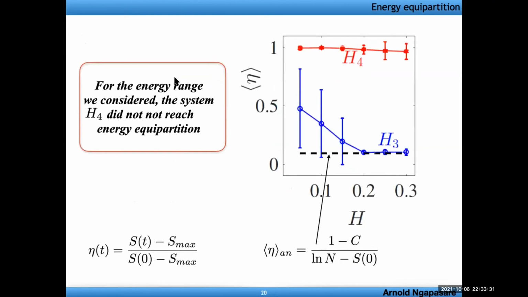Moving on, now we do the statistics over a range of energies from 0.05 to 0.3. And again, the results show that H3 quickly reaches equipartition, whilst even for higher energies beyond the 0.2 that we showed in the previous slides, H4 does not reach energy equipartition. So that's one of the differences for this model. Again, here I'm not showing the results for H34, which are practically the same as for H3. So I'm just showing this result.